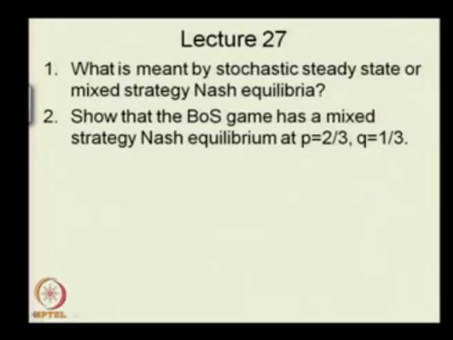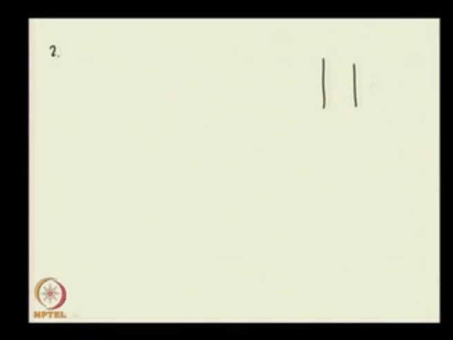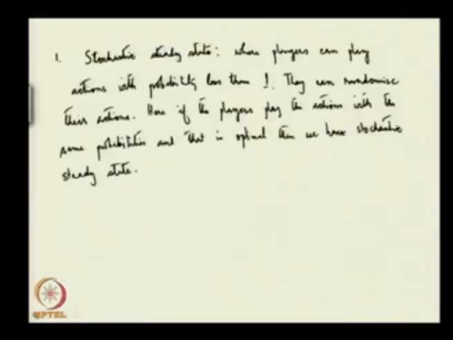Show that the BOS game has a mixed strategy Nash equilibrium at P 2/3, Q 1/3. Let us remember the BOS game. So we have to prove that player 1 is assigning 2/3, 1/3, and player 2 is assigning 1/3, 2/3 to their actions B and O, and that is a mixed strategy Nash equilibrium.